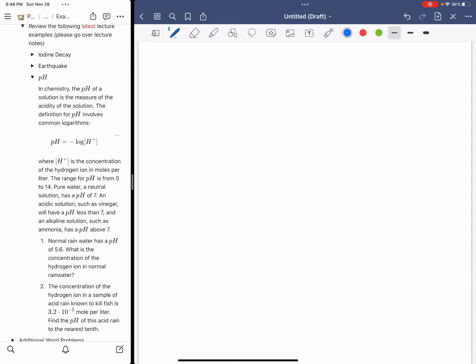Pure water, a neutral solution, has a pH of 7. An acidic solution, such as vinegar, will have a pH less than 7. And an alkaline solution, such as ammonia, has a pH above 7.